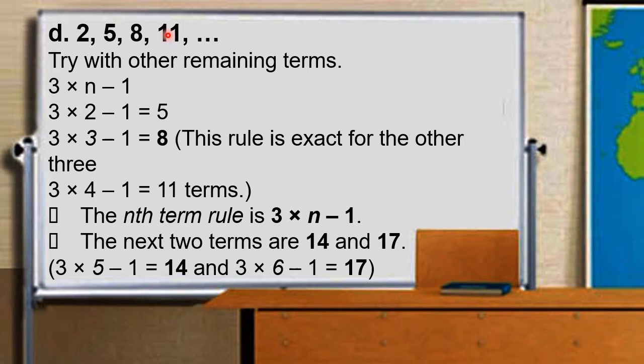So, kunin natin yung next term after 14. So, si 14 is pang 5th term. So, hanapin natin yung pang 6th term. So, substitute ngayon natin si n ng 6. So, we have 3 times 6 minus 1 is equal to 17. So, ang sequence natin ngayon ay 2, 5, 8, 11, 14, 17, and so on.